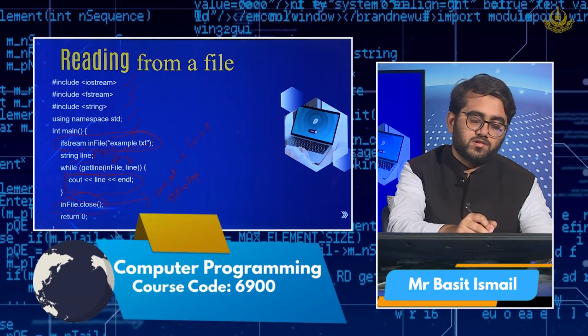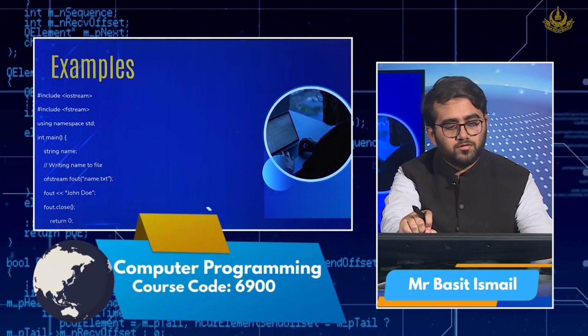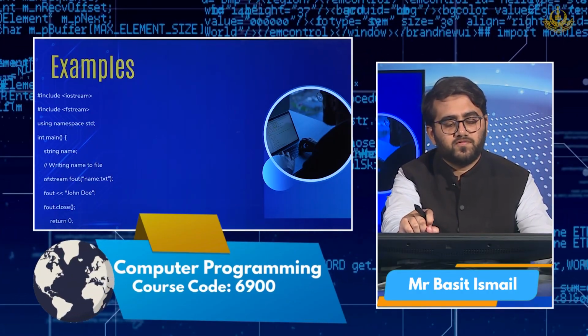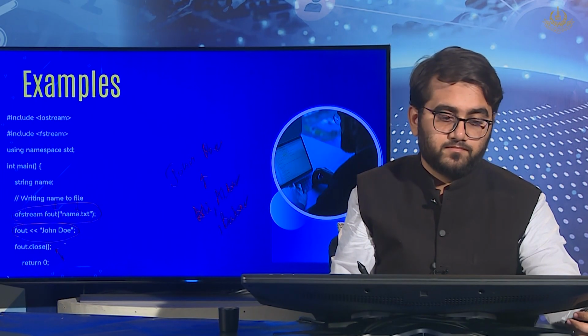That's it. And then we are just closing the file. Okay. So here is another example of writing to a file. We are just using ofstream and an object fout, and then we are using the file name.txt, and then we are writing John Doe. John Doe is a name that is used in the English language for people whose name you do not know. So it is just a template name. You may also write your own name like Ali or Akbar or Babar or whatever. And then we are just closing that particular file.